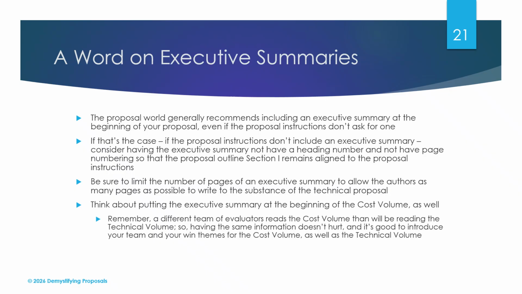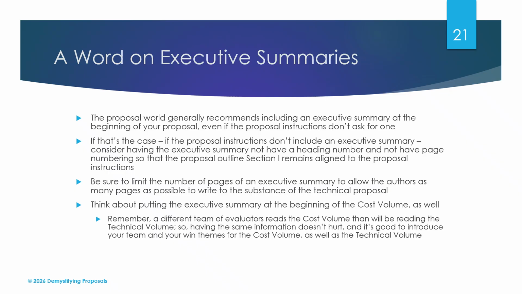A word on executive summaries. The proposal world generally recommends including an executive summary at the beginning of your proposal, even if the proposal instructions don't ask for one. If that's the case, if the proposal instructions don't include an executive summary, consider having the executive summary not have a heading number and not have page numbering so that the proposal outline, section 1, remains aligned to the proposal instructions. Be sure to limit the number of pages of an executive summary to allow the authors as many pages as possible to write to the substance of the technical proposal.